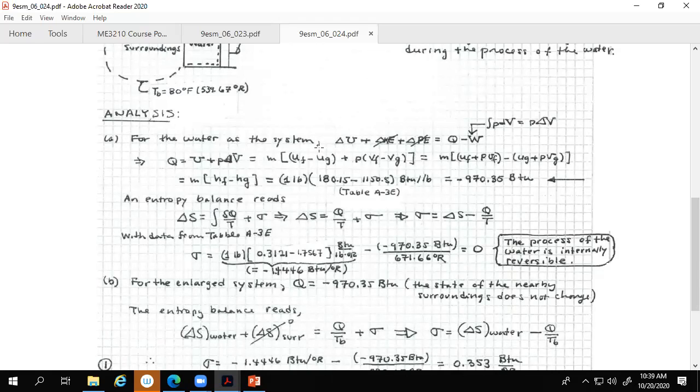So we write the first law: delta U, with kinetic and potential energy thrown out, is equal to heat transfer minus the work term. The work is boundary work, which is PdV, and the pressure is constant, so it's P delta V. Then we solve this for Q: internal energy plus P delta V. This should be delta U, so it's the internal energy of the fluid minus the internal energy of the liquid.